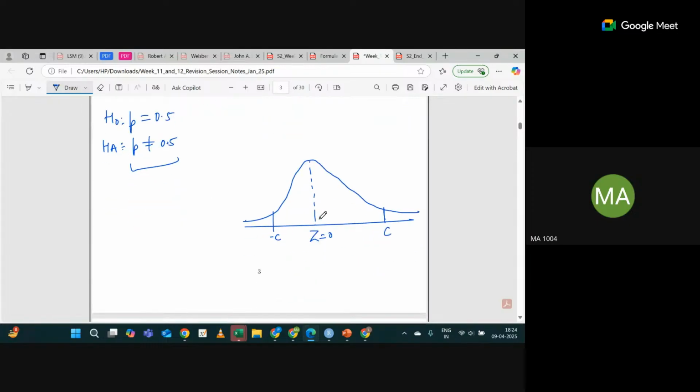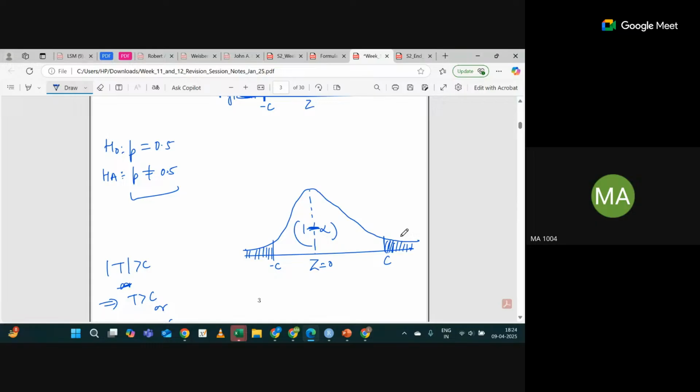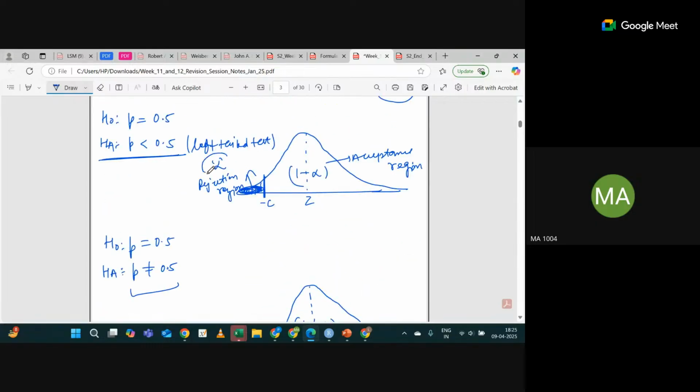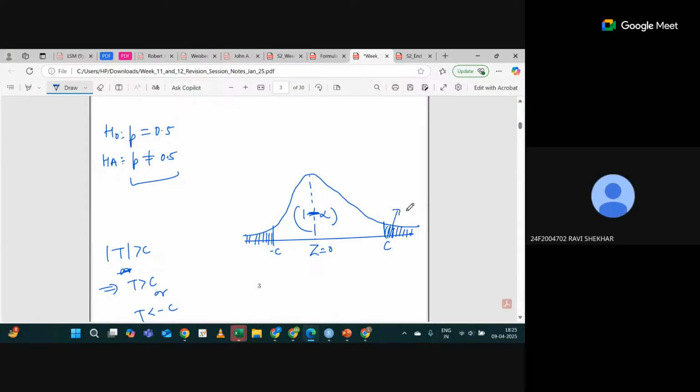So when will you reject your null hypothesis? Suppose there is a test statistic, how will you decide? Modulus of t greater than c or not. Basically, you will say if t is greater than c or t is less than minus c, only then will you reject your null hypothesis. So this whole thing is 1 minus alpha, the acceptance region. This is the alpha rejection region. What should I write here? Alpha by 2, because the total is alpha. So one side will be alpha by 2 in case of this two-sided tail test.